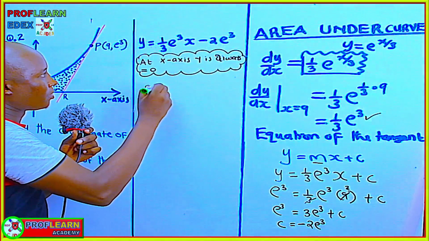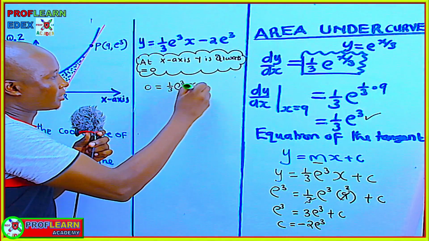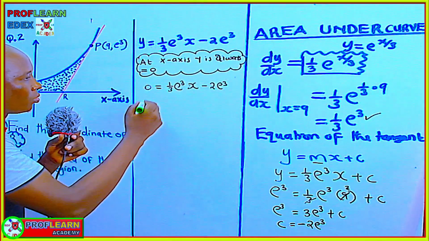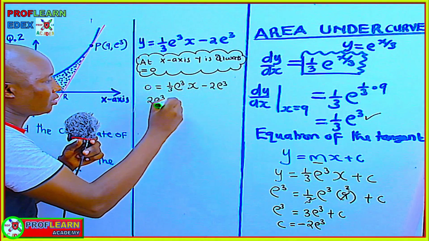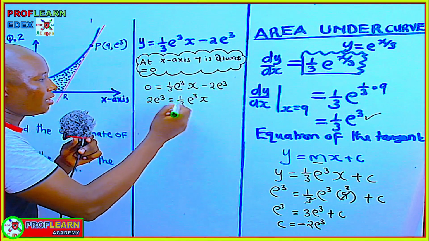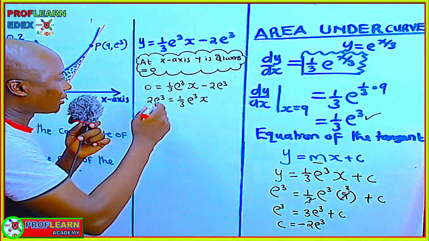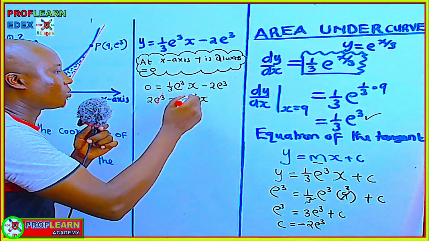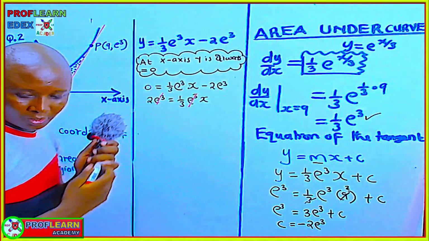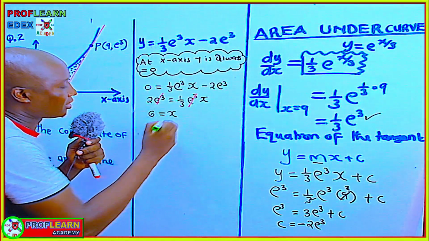We are going to say 0 is equal to 1 over 3 e^3 x minus 2 e^3. Then we take 2 e^3 to the other side: 2 e^3 is equal to 1 over 3 e^3 x. If we open our eyes widely, we can see that e^3 and e^3 will cancel out. Then we multiply by 3 on both sides, and we end up with our answer, x equals 6.